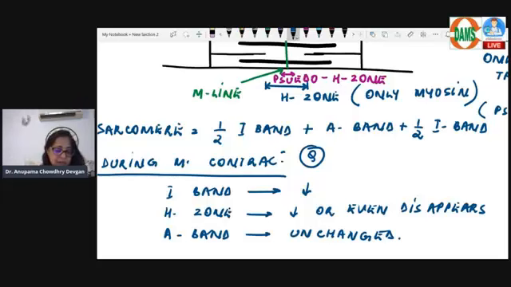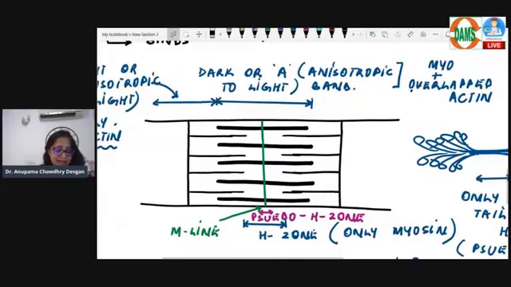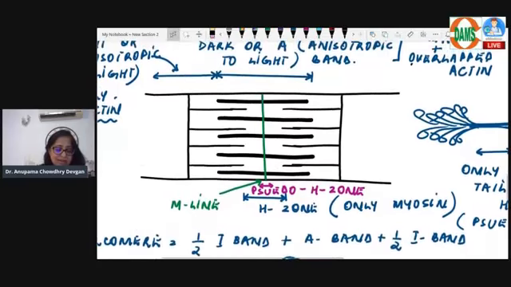Yes, Shreya, the H zone disappears. Richa, I may have said tighten, but if you see, I've written actin. I'm not sure what I said. I don't know why I've written actin over here. The A band is myosin plus overlapped actin. No, Anjusha, it is half of I plus A band plus half of I is a sarcomere. A sarcomere is between two Z lines. Aishwarya, between two Z lines is a sarcomere.